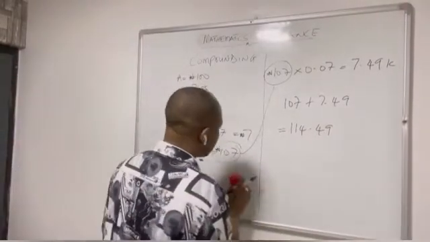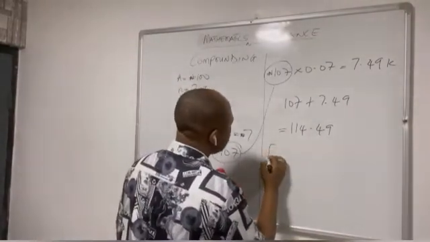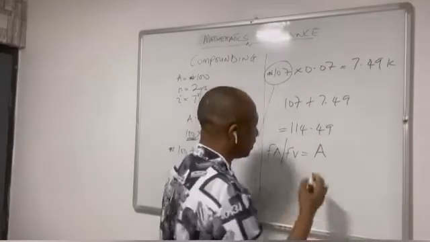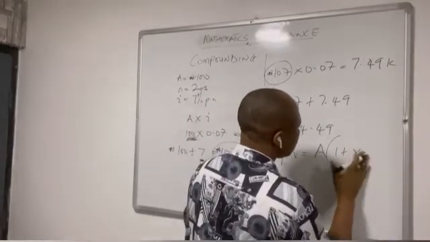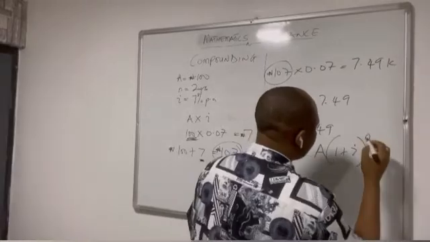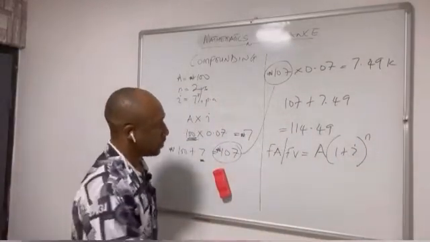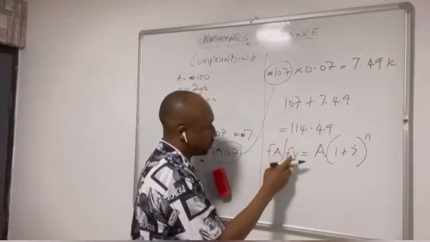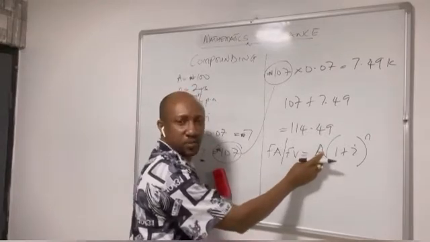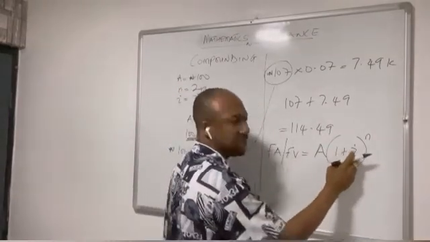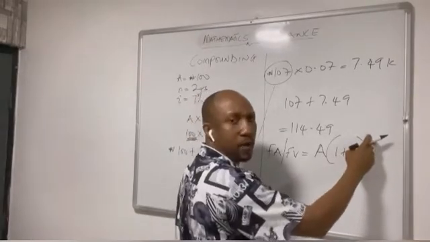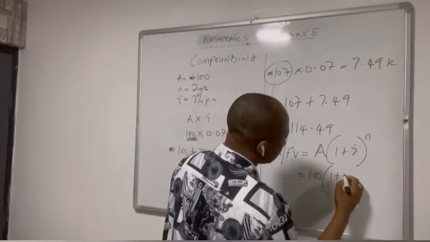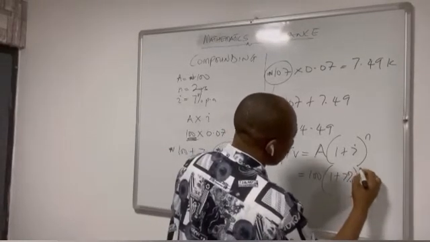Alternatively, we can calculate the future amount or future value as the amount invested today multiplied by 1 plus the rate of interest, raised to the power of the number of years. Here, the future value is equal to the amount you have invested today, into 1 plus the rate of interest, raised to the power of the number of years, where you have here 100 into 1 plus 7% raised to the power 2.